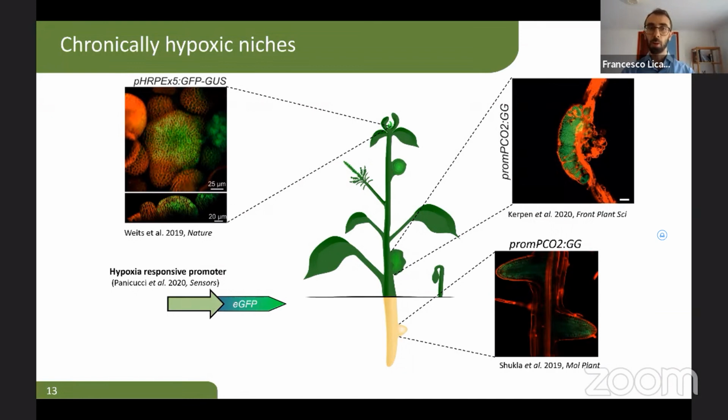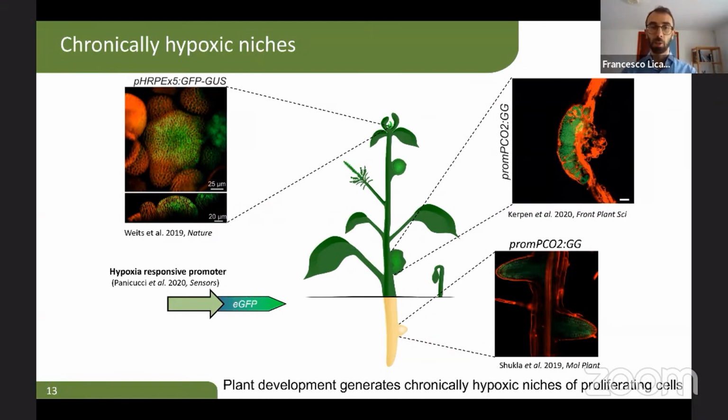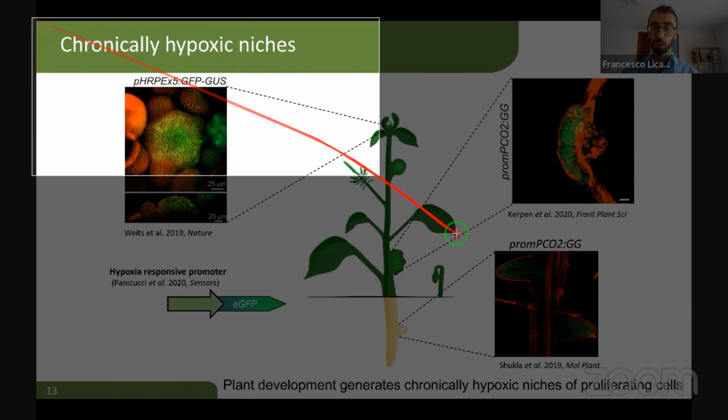So using both naturally occurring promoters and synthetic promoters able to respond to hypoxia, we verified that highly proliferating organs, such as the shoot apical meristem here, the lateral root primordia, or crown galls, which are highly proliferating cells, were also experiencing hypoxia. And we tried to understand why this is the case and if this is integrated into the developmental program.